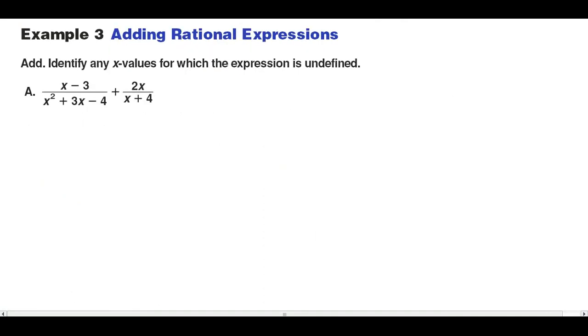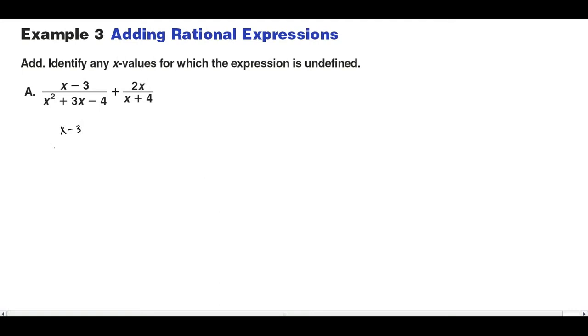Now let's combine those two ideas. So in example 3, we have to add two fractions together. But oh no, their denominators aren't the same. So we need to find the least common multiple of the denominators. And then that way we can make them the same. So here we go. Again, factoring.